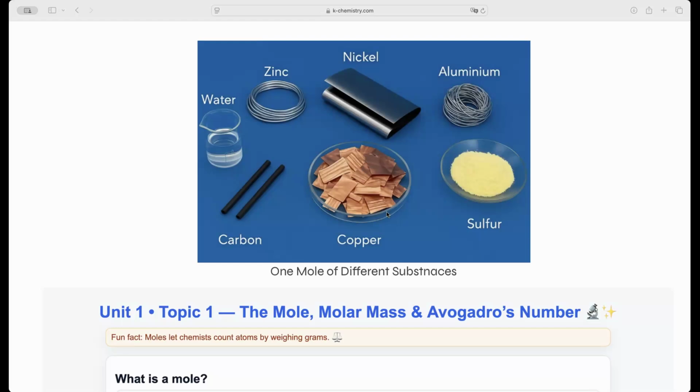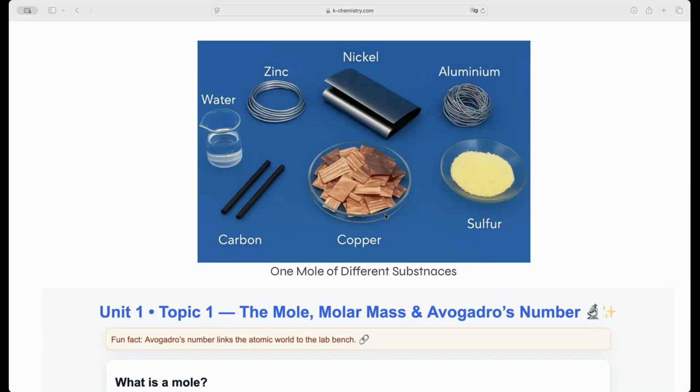Welcome to the first lesson, Unit 1, Topic 1, AP Chemistry: the mole, molar mass, and Avogadro's number.